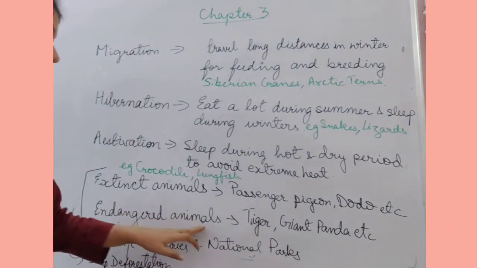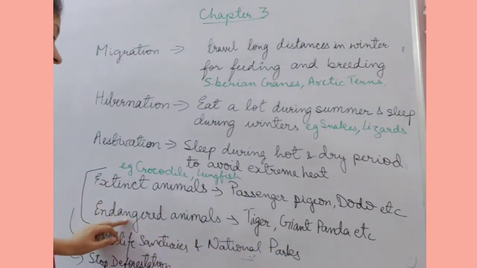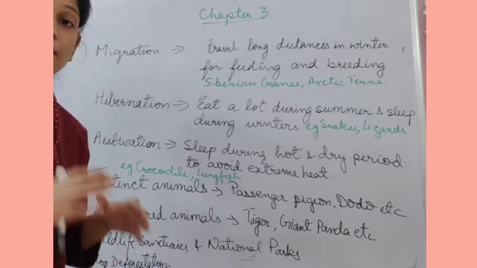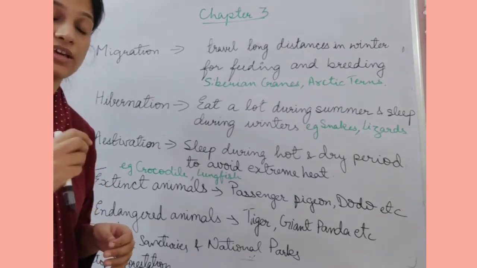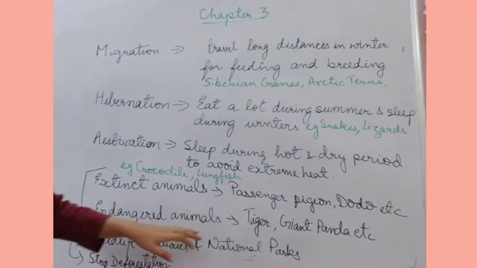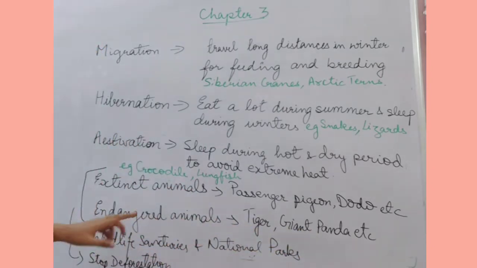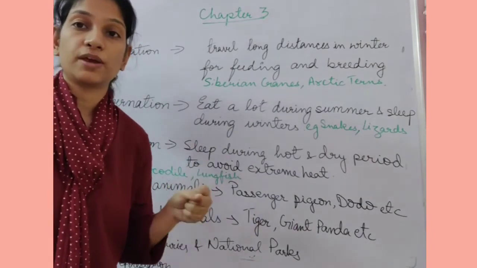There are certain endangered animals. Now, what is the difference between extinct and endangered? Endangered animals are still there on our planet, but they are less in number. There are very few left. So, animals like tiger and giant panda are endangered animals. We need to take necessary steps to save them so that they don't become extinct.